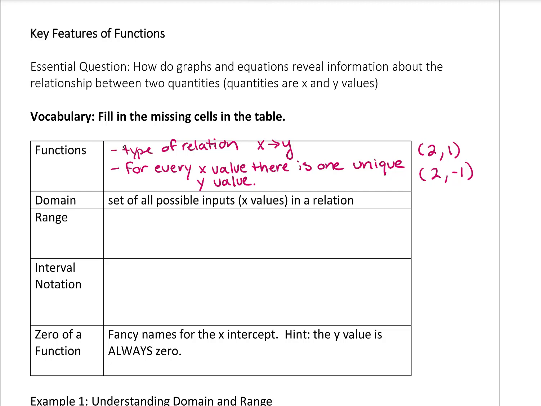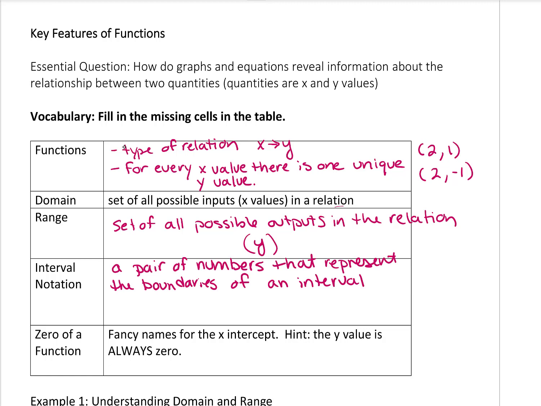The domain is a set of all possible inputs. Inputs are also known as our x values in a relation. The range is a set of possible outputs in the relation. So specifically the y values.